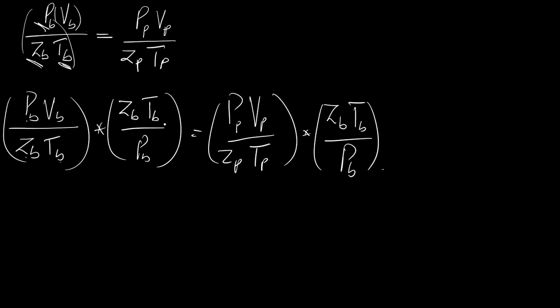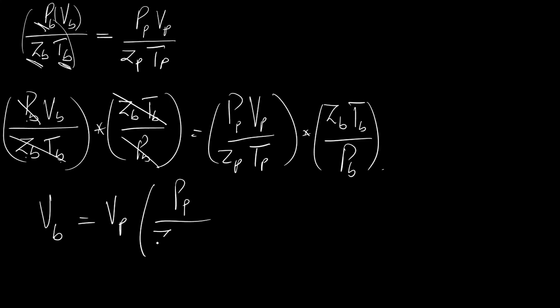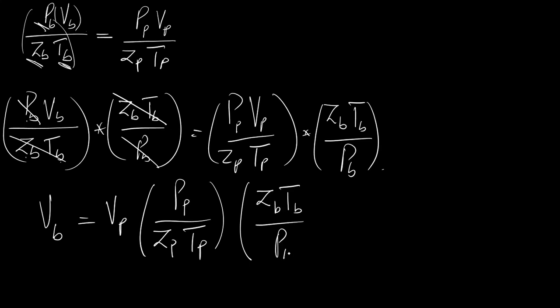So this will cancel out this will cancel out this. We have VP equal to, now bring out the VP. Now we say brackets times bracket open P subscript P divided by Z subscript P, T P, times Z B T B divided by P B.